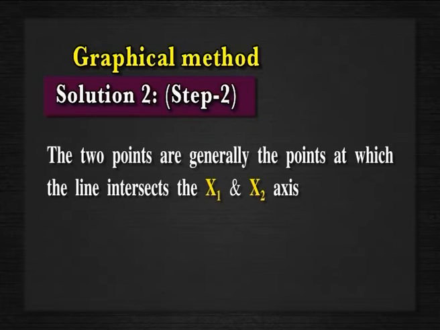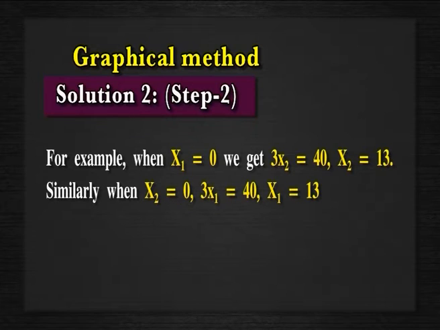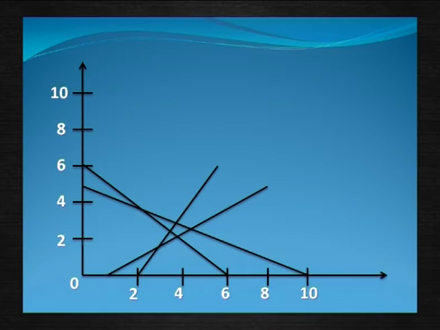The 2 points are generally the points at which the line intersects the x1 and x2 axis. For example, when x1 is equal to 0, we get 3x2 is equal to 40, x2 is equal to 13. Similarly, when x2 is equal to 0, 3x1 is equal to 40, x1 is equal to 13. These 2 points are then connected by a straight line as shown in the figure.